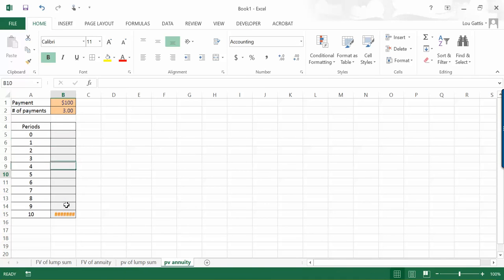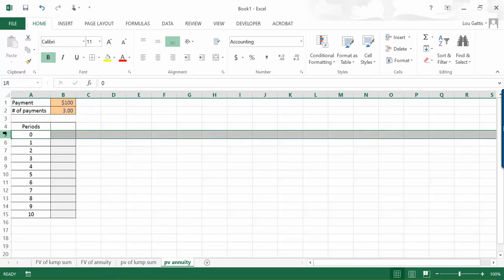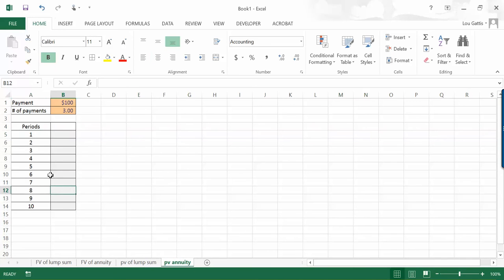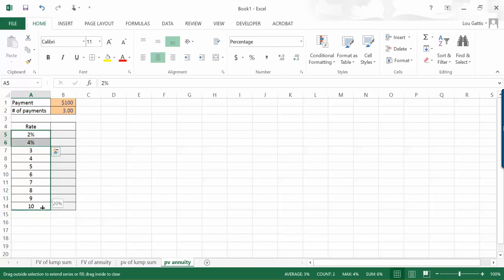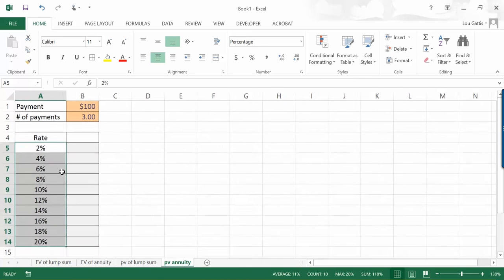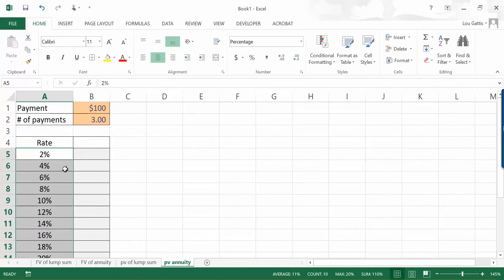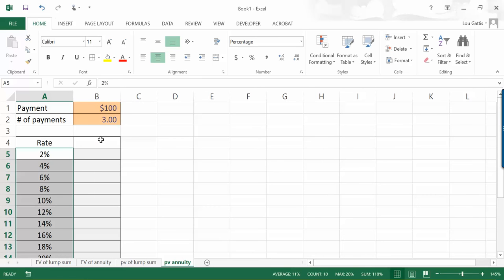So I'm going to calculate the present value. And let me get rid of year 0. Now my variable here is going to be rate. And I want to start out at 2%, and then 4%. And then notice what I'm going to do here. I'm going to take 2 and 4, highlight it, copy down until I get to 20. So now I have 2, 4, 6, 8, 10, 12, 14, 16, 18, 20. I'm going to now calculate the present value of a 3-year annuity.